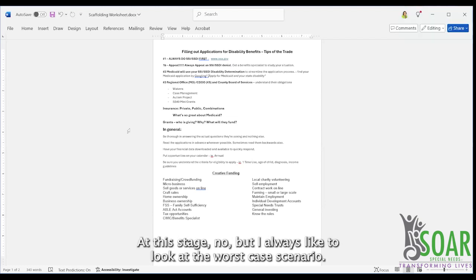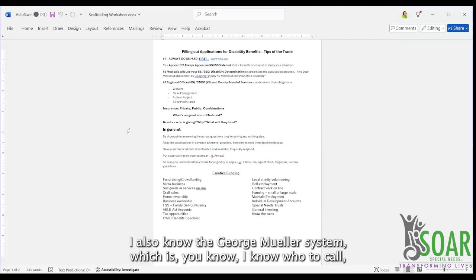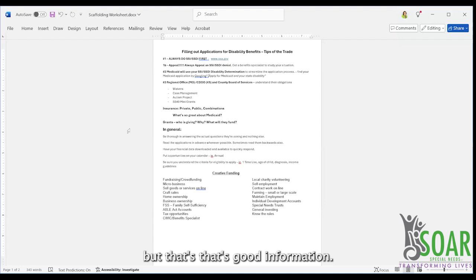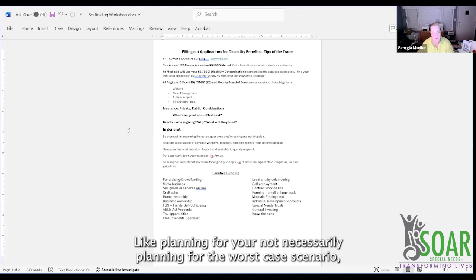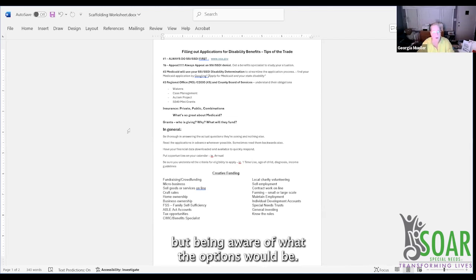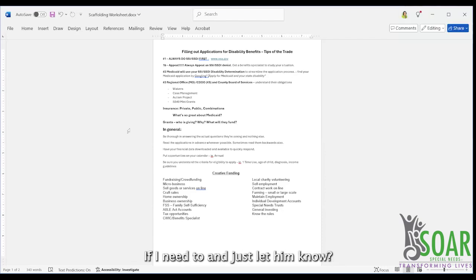Yeah, at this stage, no, but I always like to look at the worst case scenario and plan for that. I also know the Georgia Mueller system, which is, I know who to call, but that's good information. Thank you. But do plan. Yeah, I agree with that though, for sure. Not necessarily planning for the worst case scenario, but being aware of what the options would be. How far can I stretch this option if I need to? And just let him know.